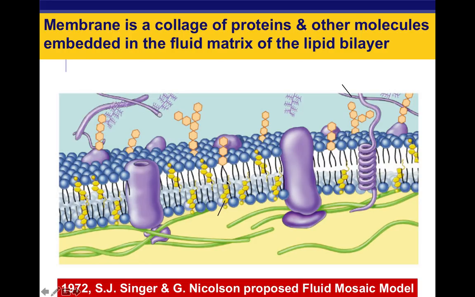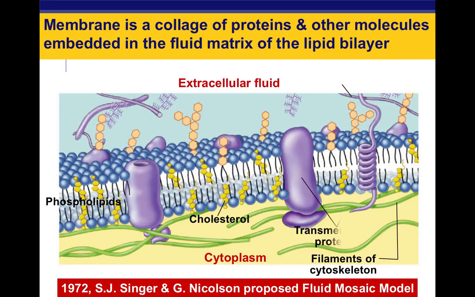Top part's polar, the middle part is nonpolar. Anything that's polar has to go through one of these channels because it's blocked by this area. Nonpolar stuff like oxygen and carbon dioxide, alcohol, and anything that's lipid soluble, they can just zip right through here. But not polar stuff, it has to go through here.